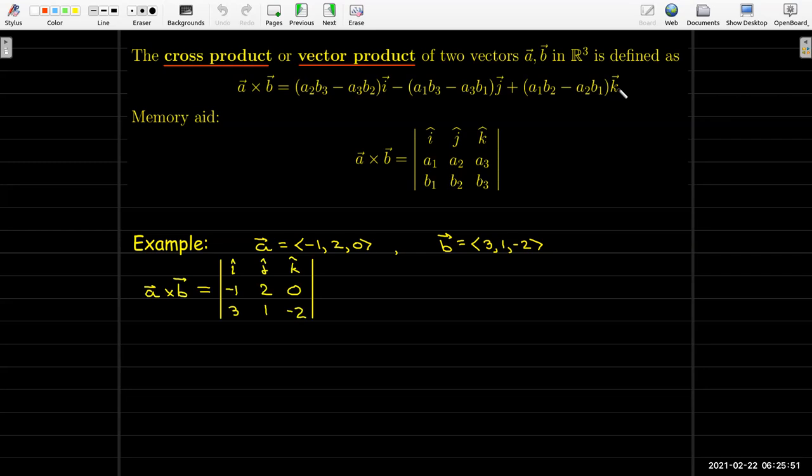We'll use our memory aid. So for the i-th component, my minor would be 2 times -2, subtract 0 times 1. For j, remember this minus sign out in front. So I'm putting these big brackets to put the entries or the terms of the minor. So I'd have -1 times -2, subtract off 0 times 3, but with that minus sign out in front.